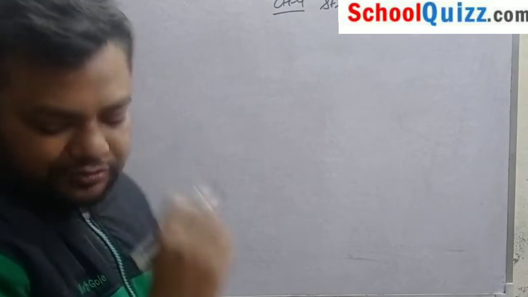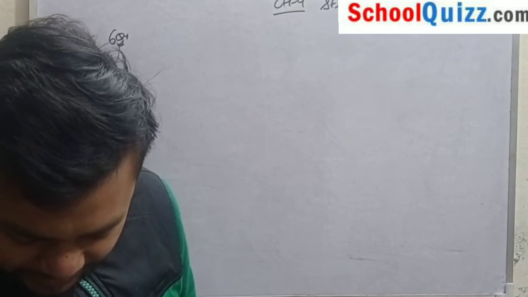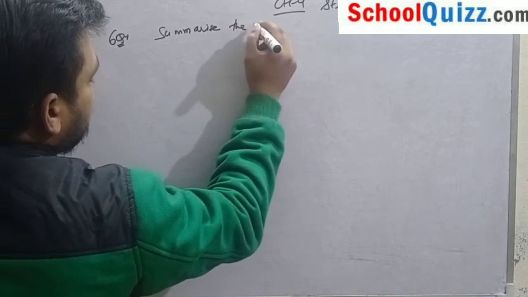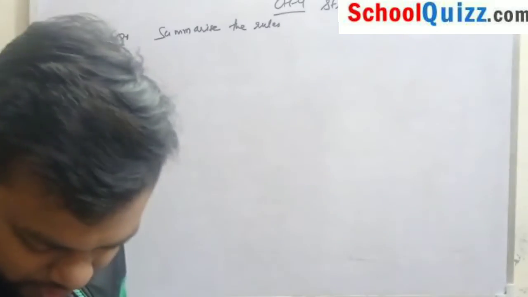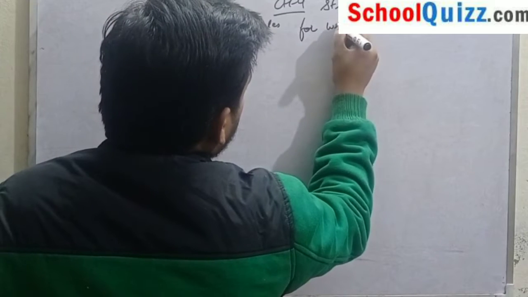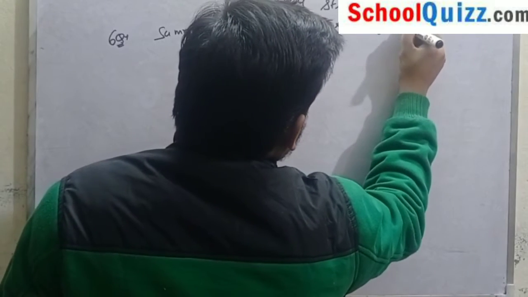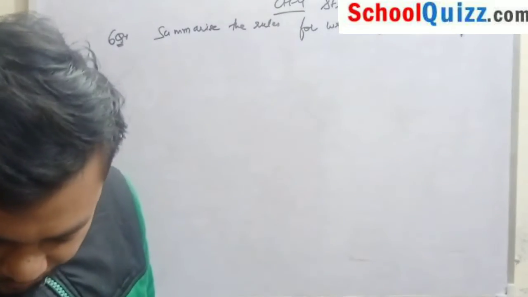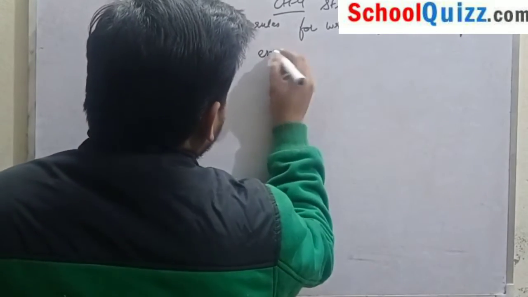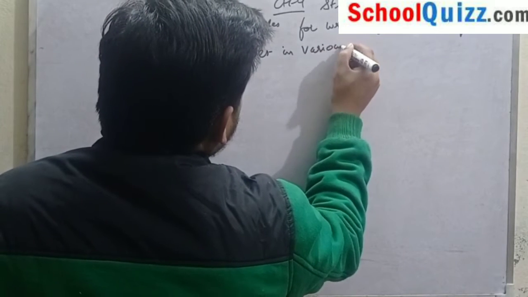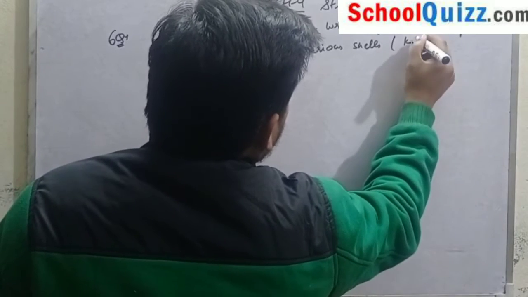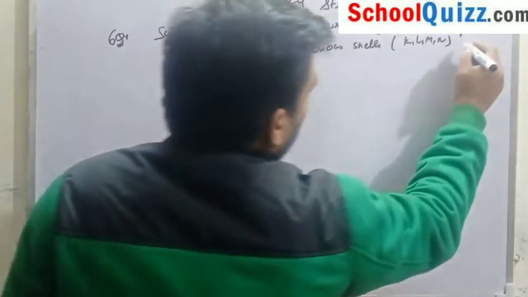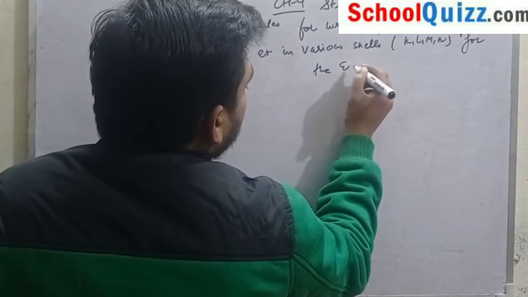So we will start with question number 6, that is: summarize the rules for writing the distribution of electrons in various shells, like K, L, M, N, for the first 18 elements.